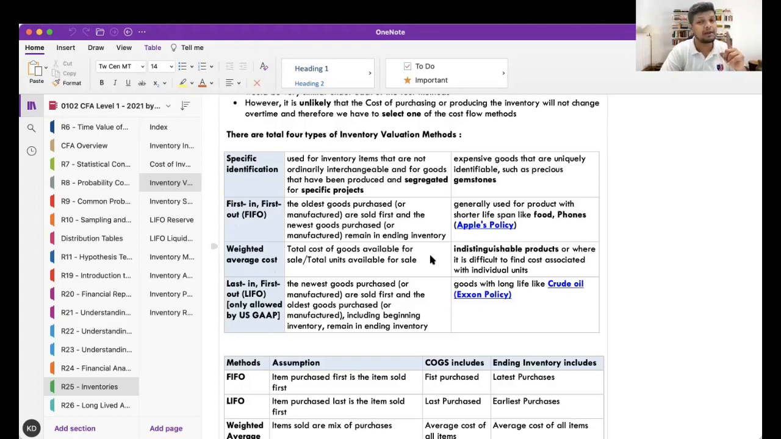But remember, LIFO is only for US GAAP companies. Other countries don't allow LIFO. Clear? Yes. Now let me show you if possible.